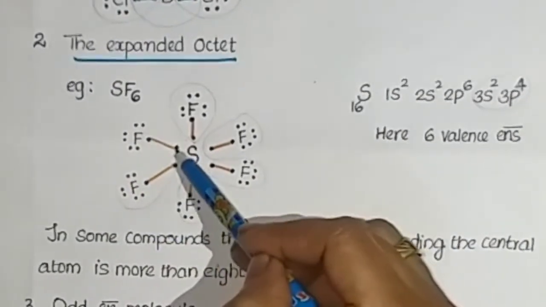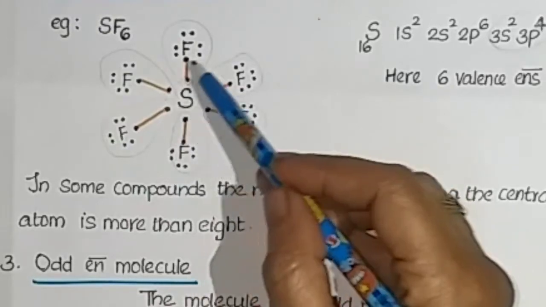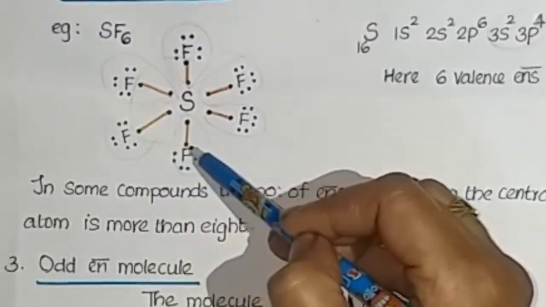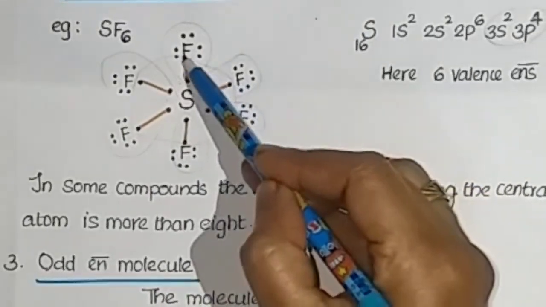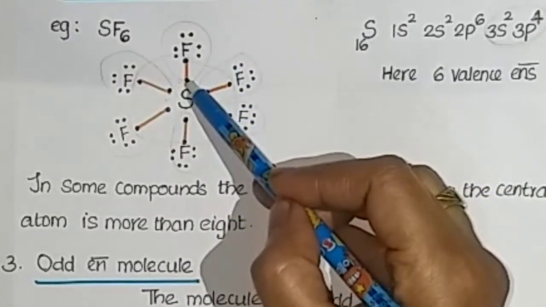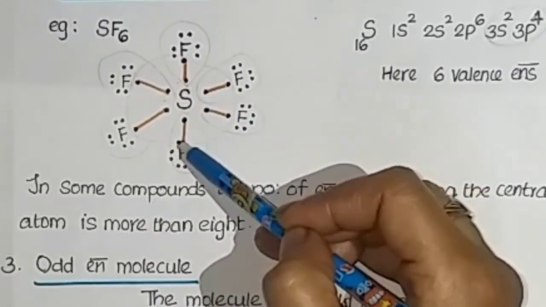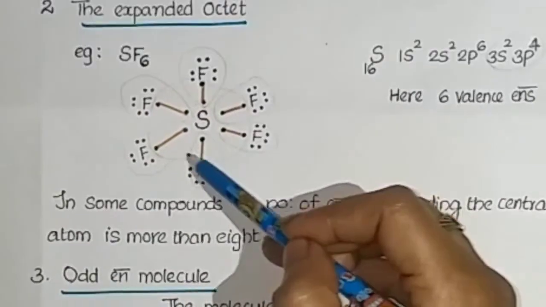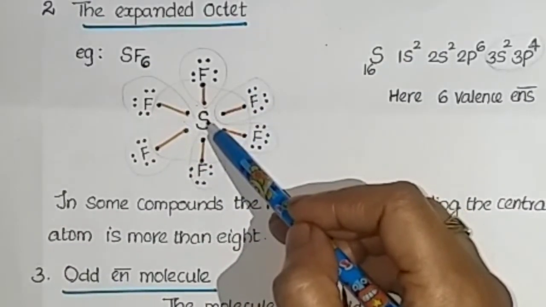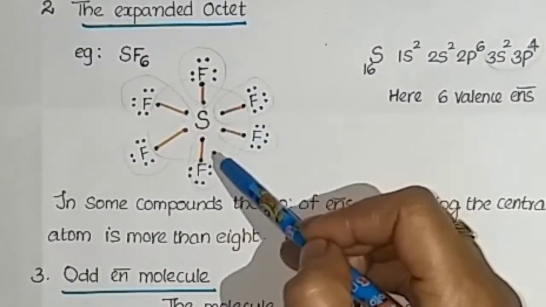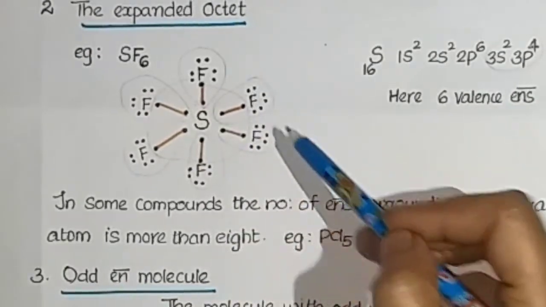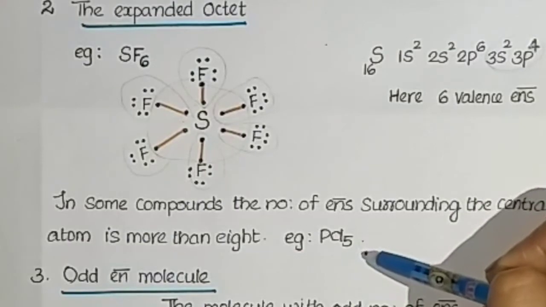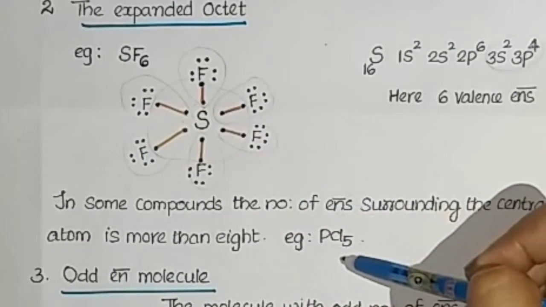But in the case of sulfur, how many electrons are surrounded? The number of electrons is 1, 2, 3, 4, 5, 6, 7, 8, 9, 10, 11, 12. 12 electrons are surrounded by the sulfur atom. This is more than 8 electrons. So this is known as expanded octet. Other example is PCl5. Phosphorus pentachloride is another example for this expanded octet.